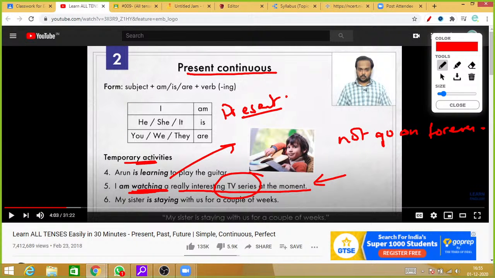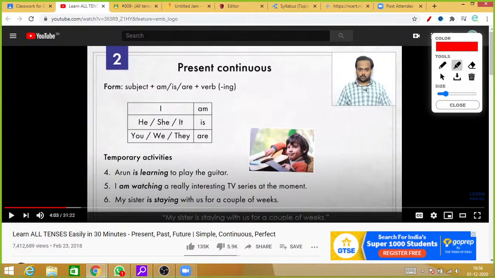You are watching it right now, or you could be watching it for a few weeks or a few months, but you are doing it in the present tense, in the current time. So it becomes a present continuous tense, but it will end. So it is a present continuous talking about a temporary activity. My sister is staying with us for a couple of weeks. Staying with us for a couple of weeks.